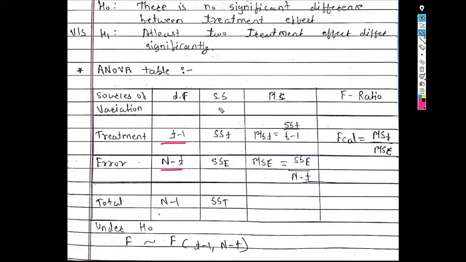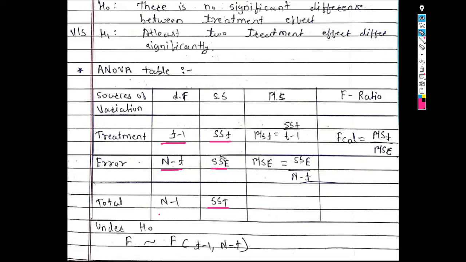Then the third column is the sum of squares. The treatment sum of squares is denoted by SST, and we have already discussed the formulas for the treatment sum of squares. The second one is the error sum of squares, denoted by SSE, and the third one is the sum of squares due to total, denoted by SS total.